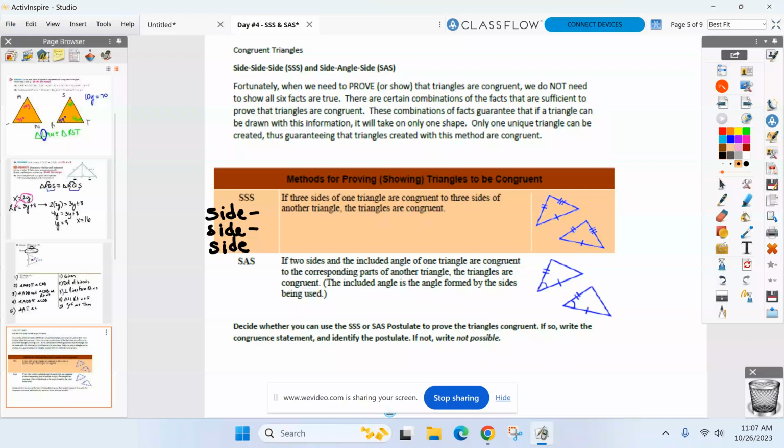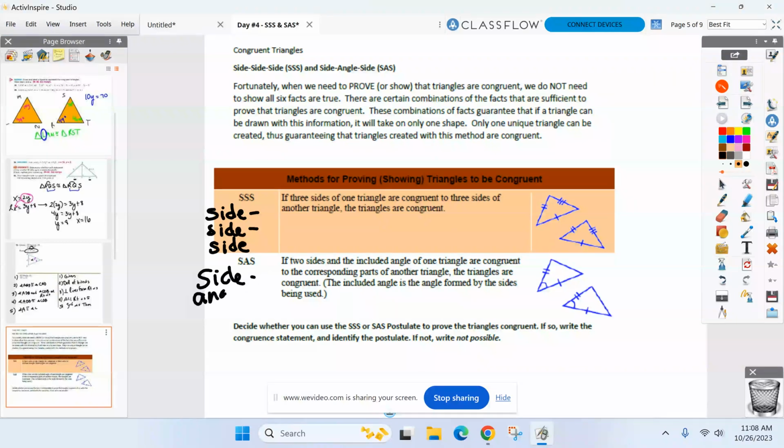Make sense there? All right. Okay, side, side, side. And take a look at the diagram. As long as I have all three pairs of sides, we're done. Don't care about the angles. Second method, I'm going to go a little slower on this one because this one's a little bit different. SAS, abbreviation for side. What do you think the A means?